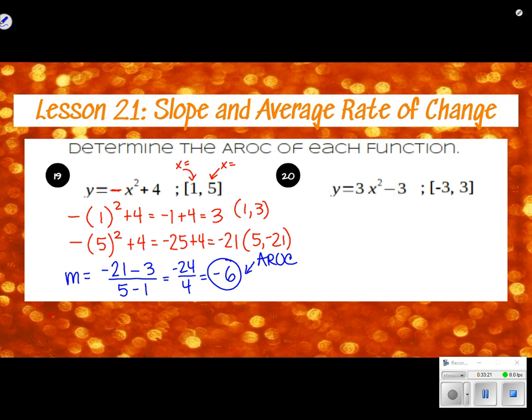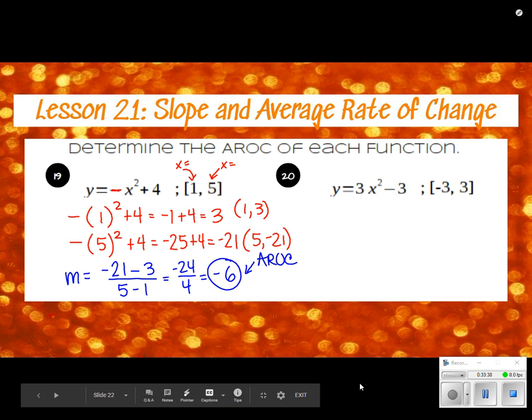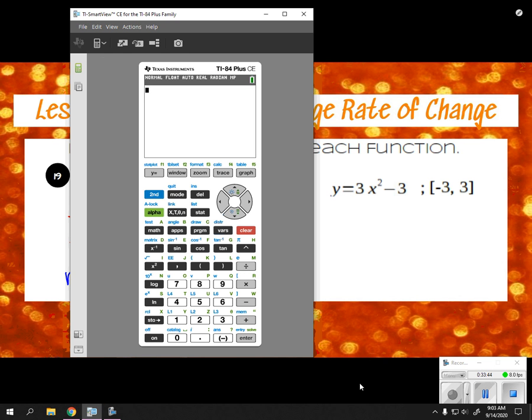Okay, so there's 2 stages to this. There's plug in the x, get a y, plug in the x, get a y. You're not done there, because then you still have to do slope. But let me show you a shortcut. And watch out, because some people just do the y's subtracted and not do the x's subtracted. So that is an issue too.